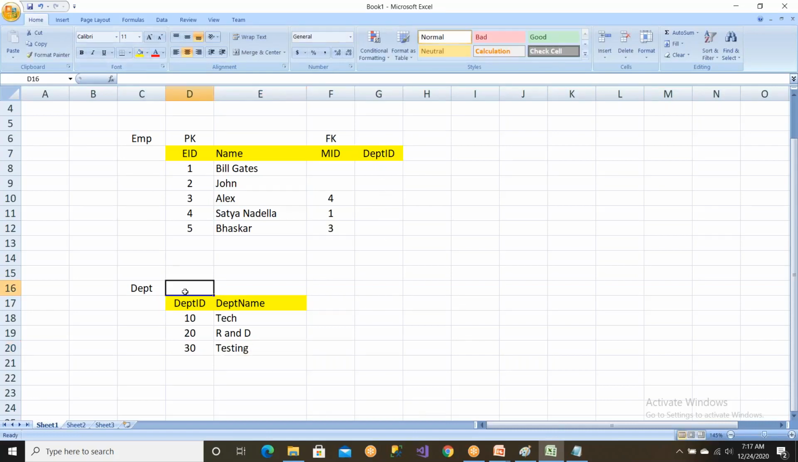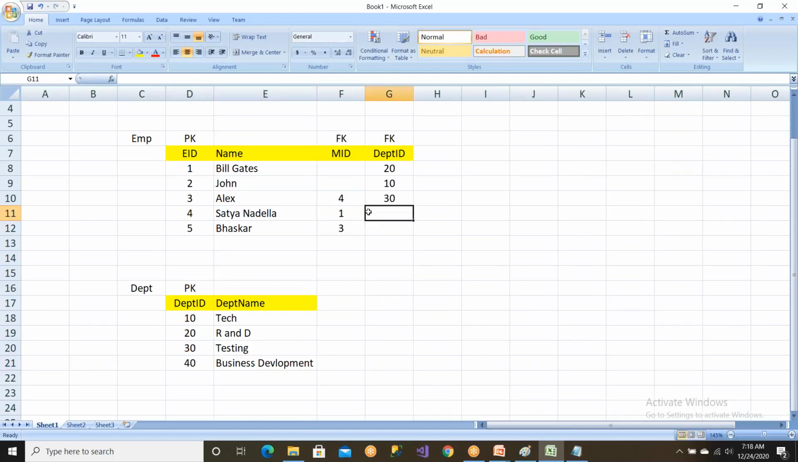So this is the primary key here, and this is one more foreign key here. Bill Gates is working for R&D department 20, and John is working for, let us say, technical department 10, and Alex is working again for testing department number 30, and Satya Nadella is working for, you can say, business development department, so department number 40. And Bhaskar is working for testing department 30. Clear? So I have one foreign key. This is referring here. And we have one more foreign key that is referring here. So these are the different things that you can have.